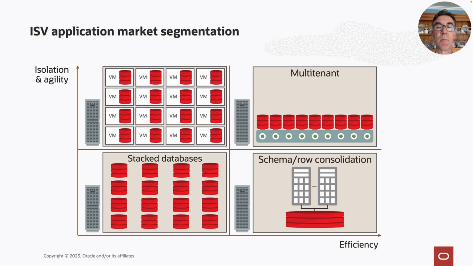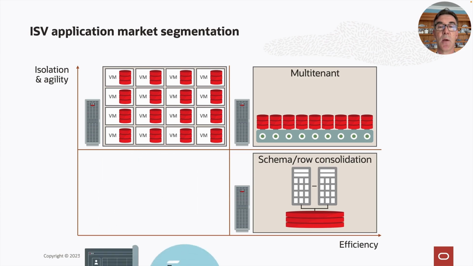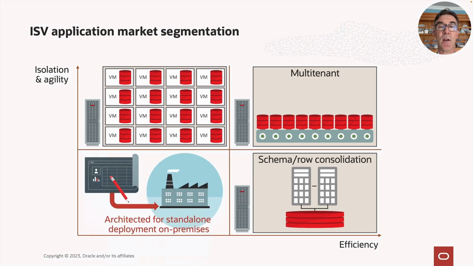Now, let's map onto this chart what are, for the purposes of this conversation, the two major segments in the ISV market. First, applications originally architected for standalone deployment on premises. These fit into the lower left corner. They're typically very mature and functionally rich. Importantly, they represent great investment, both by the vendors who have developed them over the years and decades, and by the customers who have spent vast sums deploying them. These investments must not be overlooked.